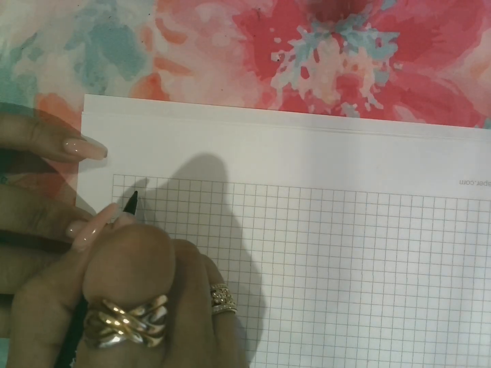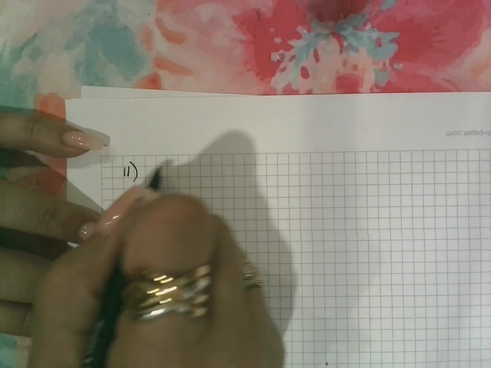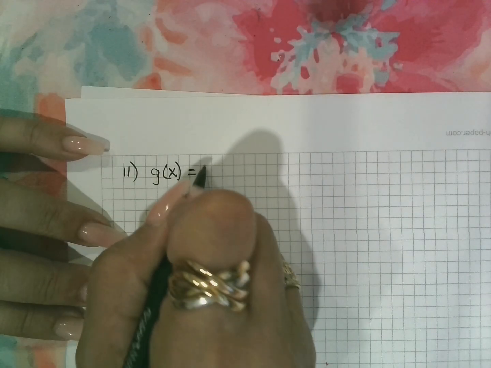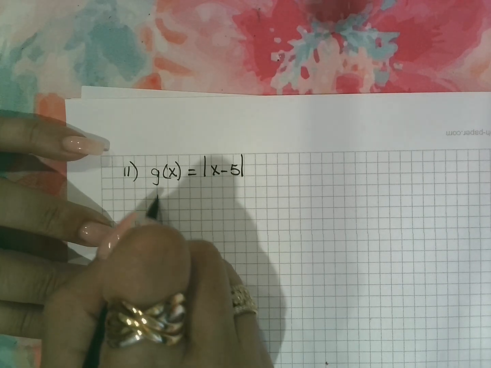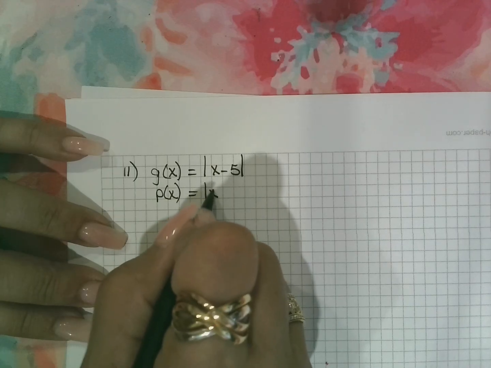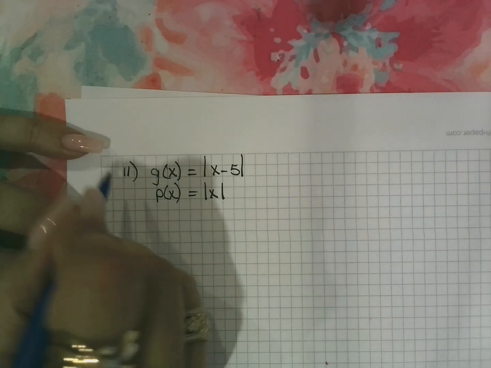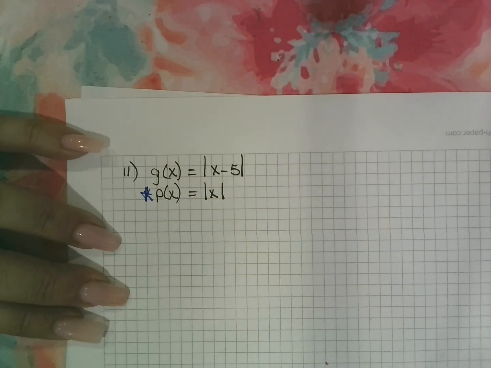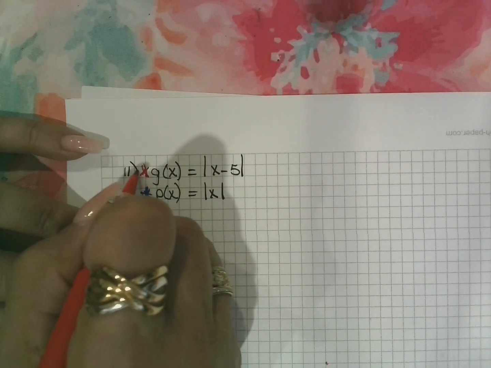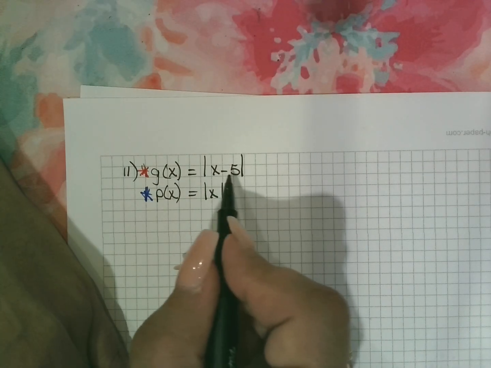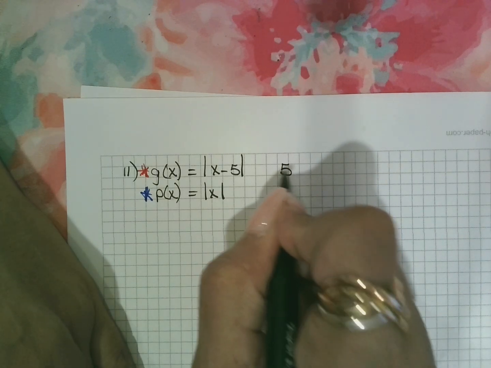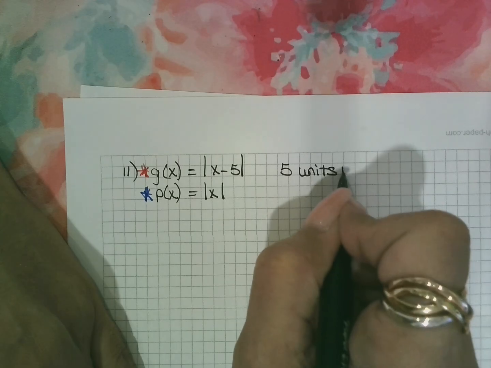Let's go on to number 11. So here we have g of x equals absolute value of x minus 5. And this is an absolute value function, so the parent function is just the absolute value. And I'm going to make this one in blue just to keep the same color coordination thing going. And we want to look at the transformation. There's a minus 5 inside the function. That means it is moving 5 units to the right.